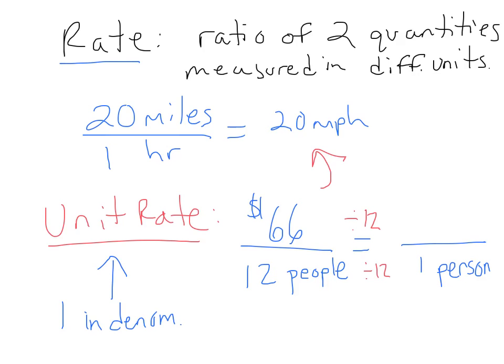You get 5.5. So since we're talking about money, we can call that $5.50 for every 1 person. That's the unit rate of the rate, $66 for every 12 people. 66 to 12 is the same as $5.50 for every 1.